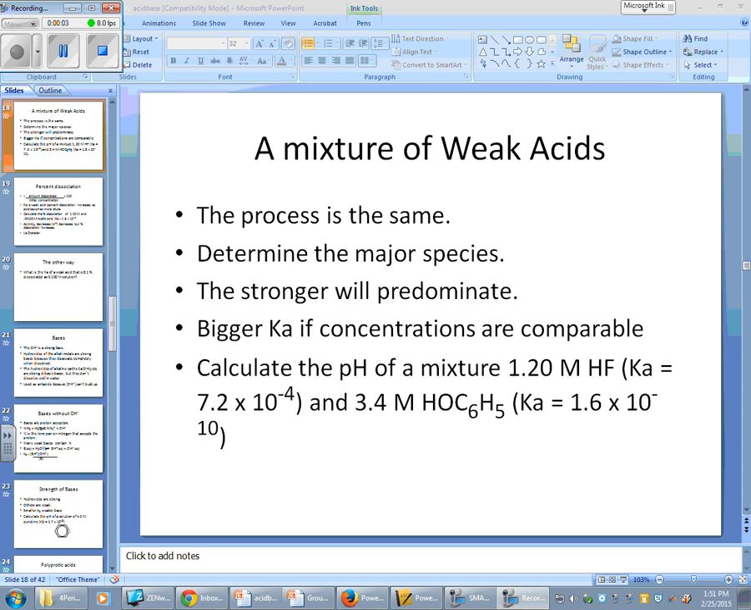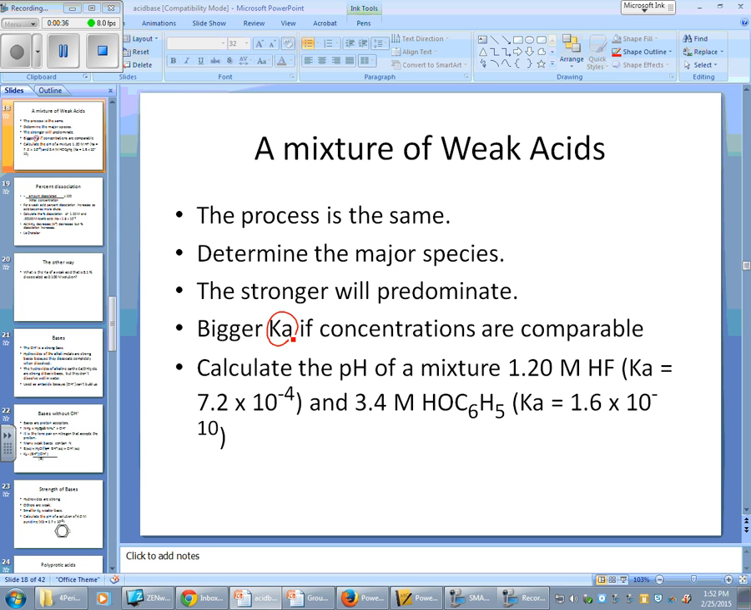We're going to finish up talking about weak acids, and then we'll talk about some percent dissociation, and then we'll talk about weak bases. So if I have a mixture of weak acids and you're asked about the pH, the process is exactly the same. The trick you have to know is that the stronger will dominate the reaction. The one that has a bigger Ka, the bigger the Ka, the stronger the acid, is the one that is going to contribute the most of the hydrogen ions, which is what's going to affect the pH the most.